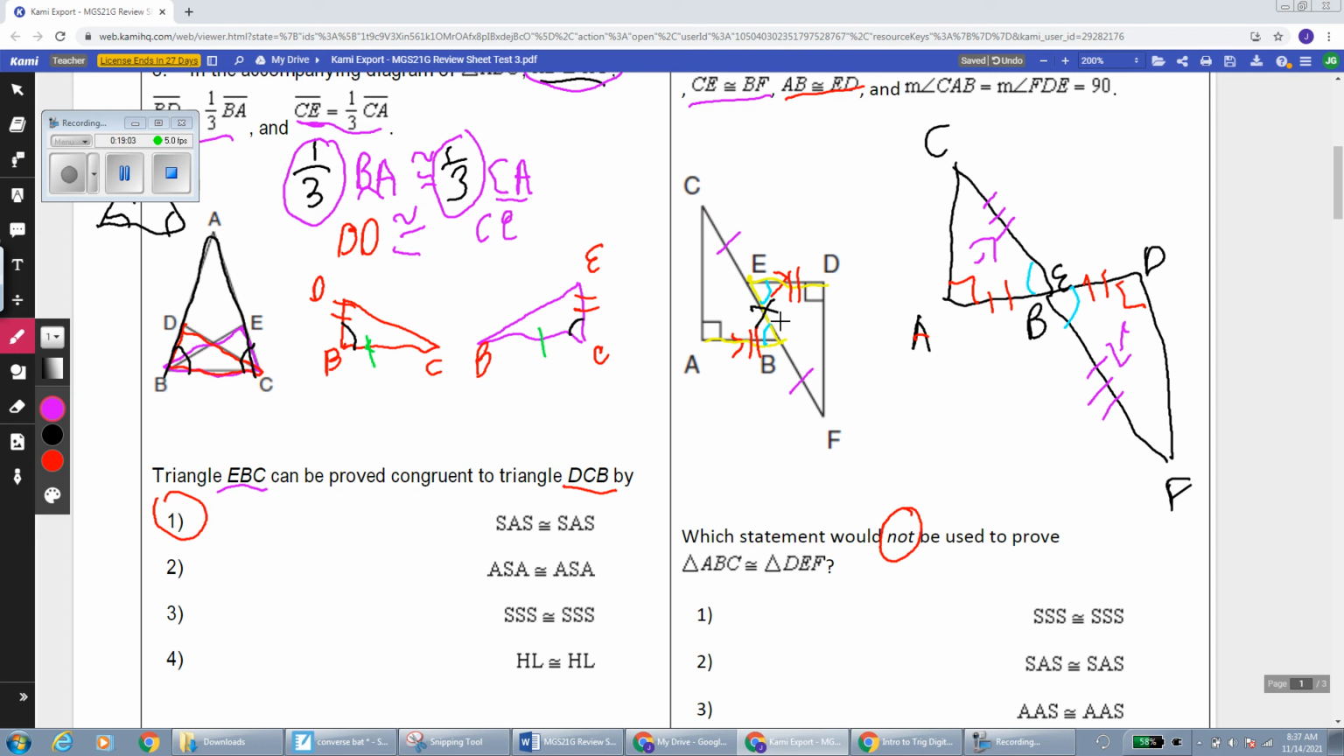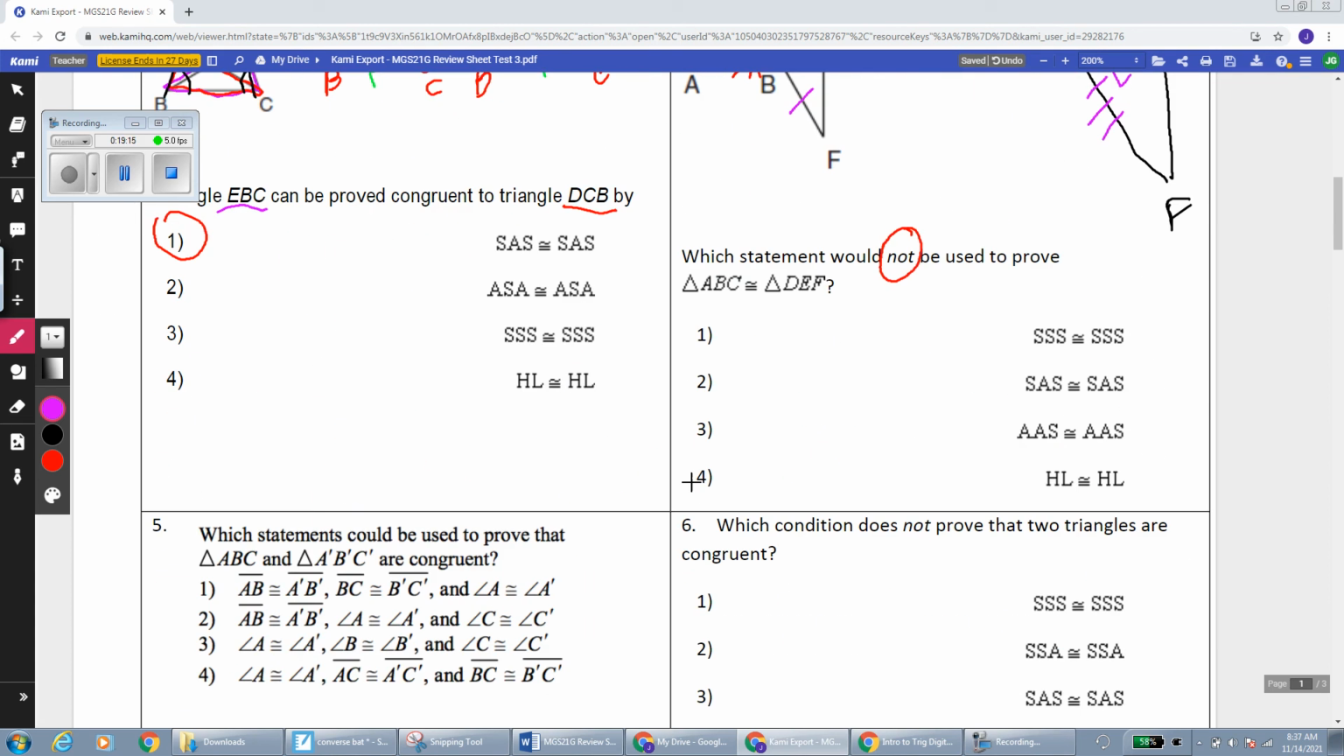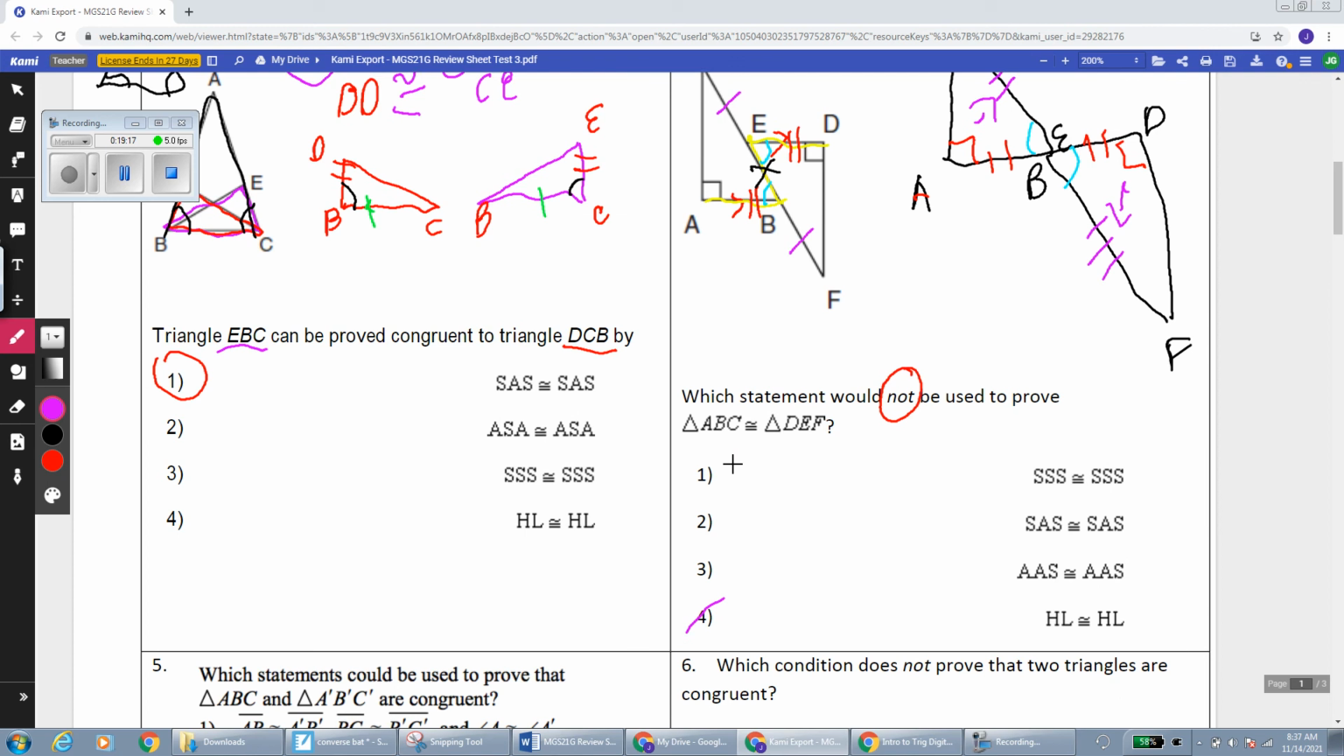We also need a pair of congruent legs. We definitely have that with AB and ED, and you can see that in the original diagram as well. These are two legs of the right triangles. So let me eliminate that choice. This can definitely be used to prove the triangles congruent.